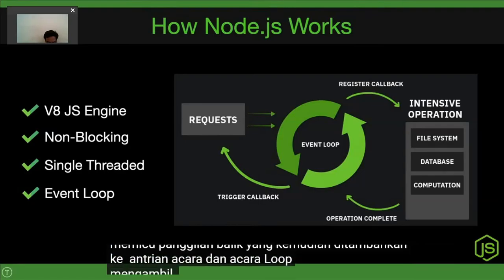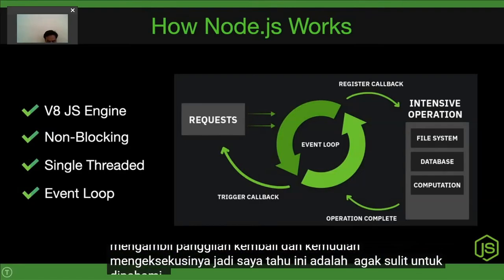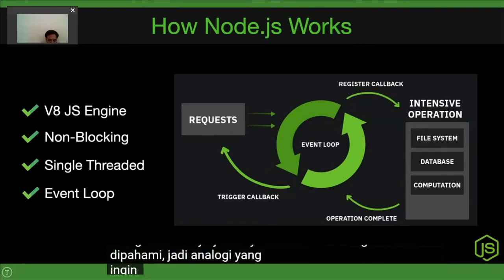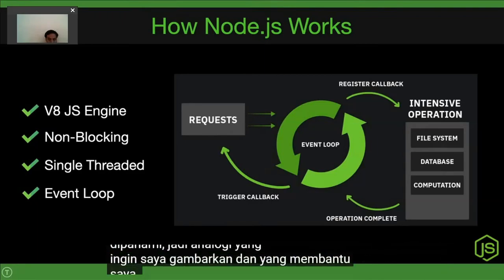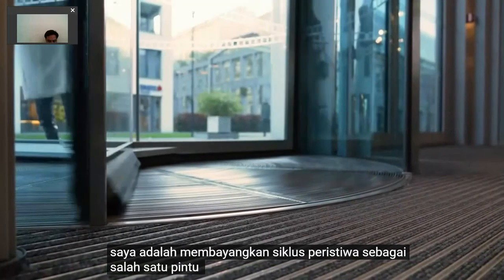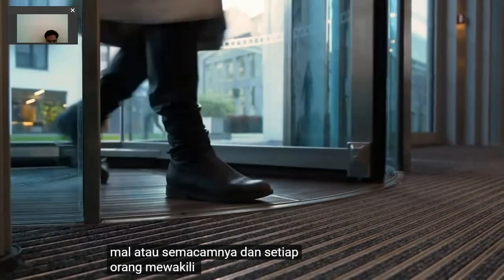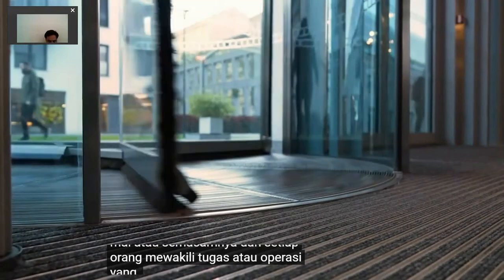And the event loop picks up the callback and then executes it. So I know this is a little tough to understand. The analogy that I like to describe, and what helped me, is to imagine the event loop as one of those giant revolving doors at the mall or something like that. And each person represents a task or operation initiated.